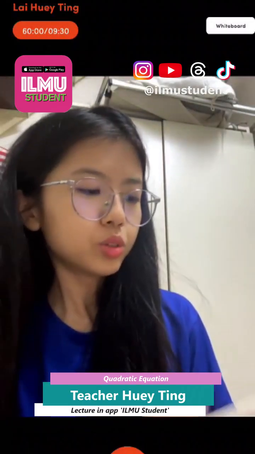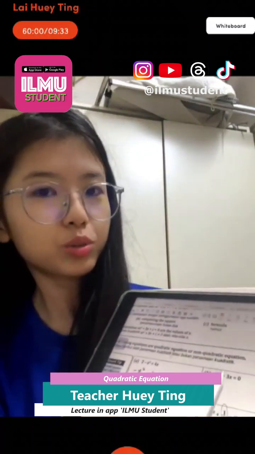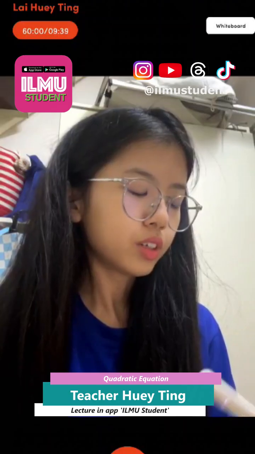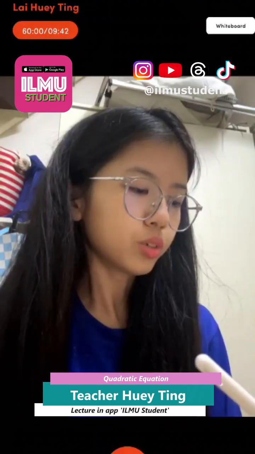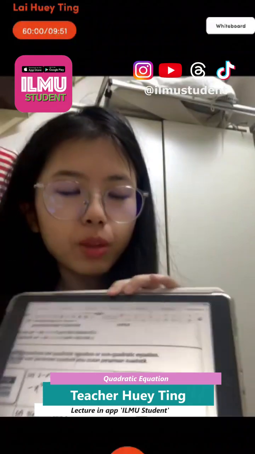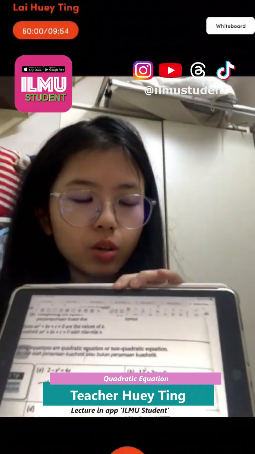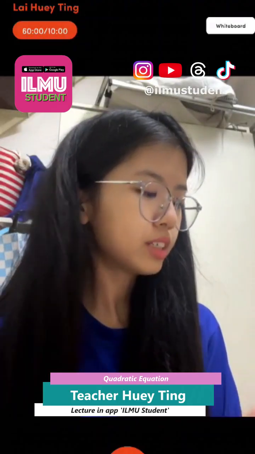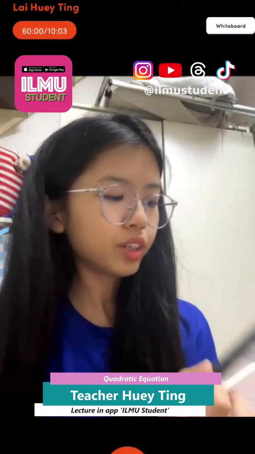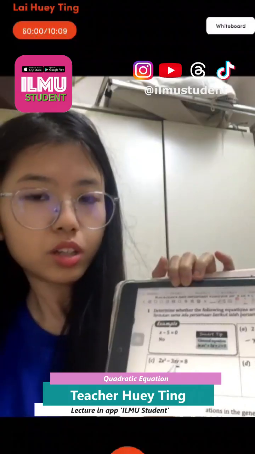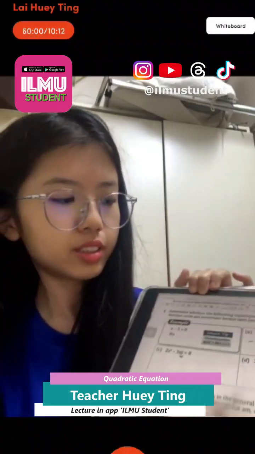So next, we want to see 12 plus 3x equal to 0. So we can see that after we arrange it, the highest power is 1 and it has the equal sign, but the highest power is 1, so it is not the quadratic equation. So next, C is 2x squared minus 3xy equal to 8. So here we have two unknowns that involve y. So this is not a quadratic equation.